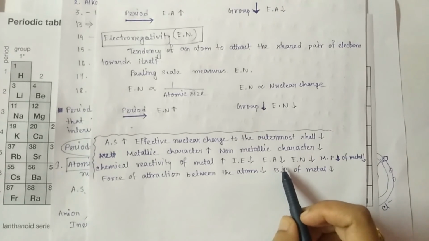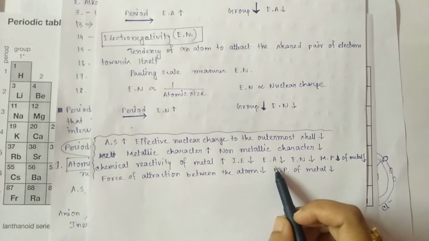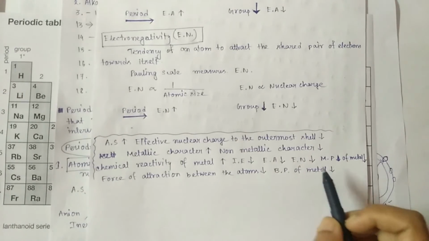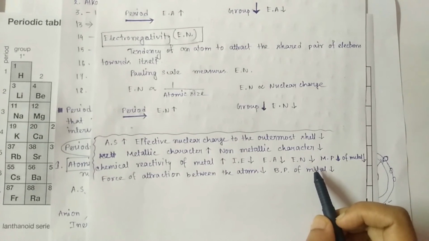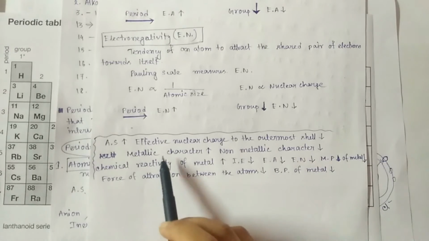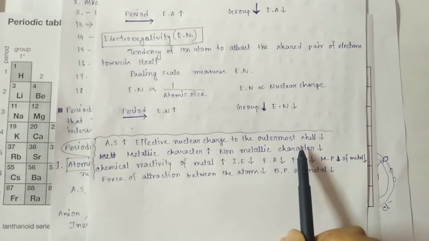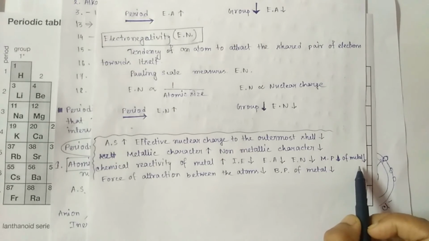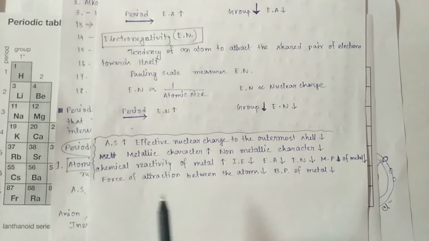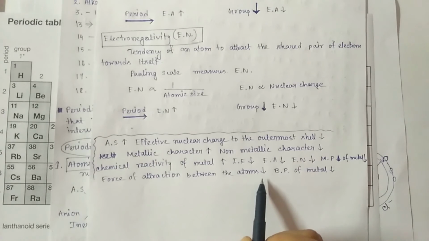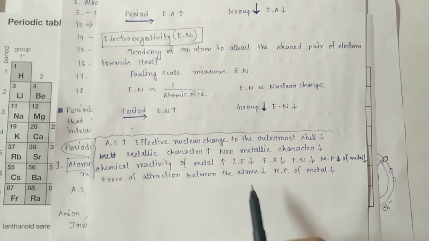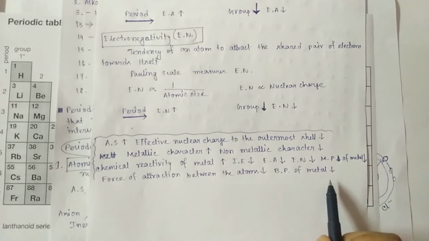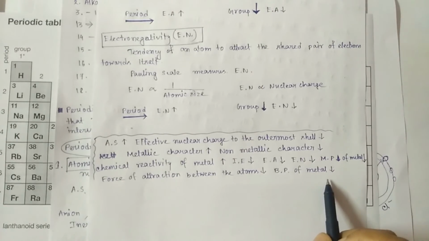That is why its electron affinity will also decrease. Electronegativity also decreases, because the nuclear pull, the effective nuclear charge on the outermost shell, is reducing. Similarly, the melting point of metals is also decreasing, because the force of attraction between the atoms is decreasing, and for the same reason the boiling point of metals is also decreased.